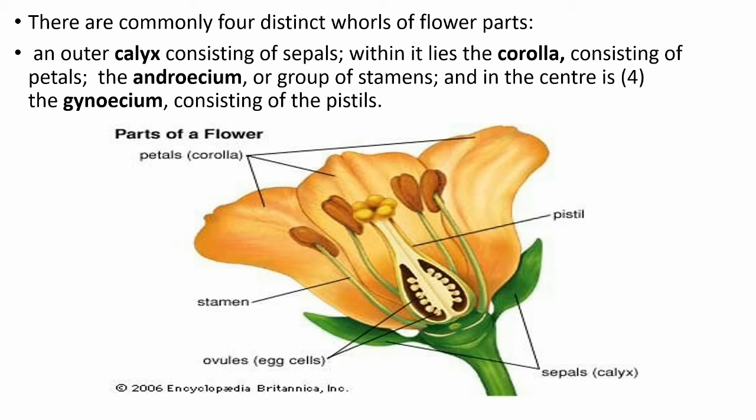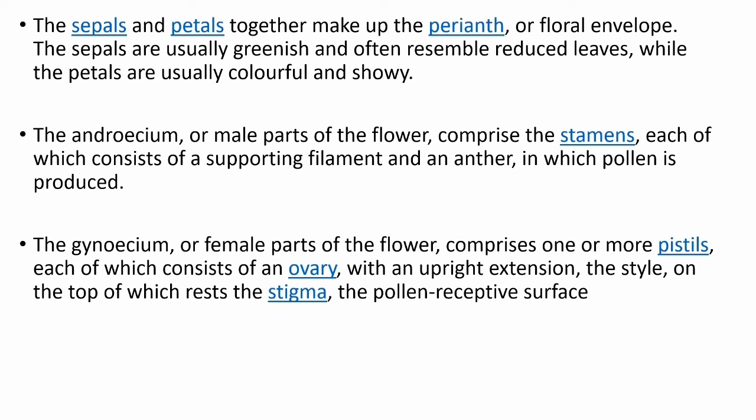There we refer to that as an androecium, or group of stamens. And in the center, we have the gynoecium, which consists of the pistil, which is the female reproductive structure. The sepals and the petals together form what we call the perianth, or the floral envelope. The sepals are usually greenish and often resemble reduced leaves, while the petals are usually colorful and showy. So the part of the flower that is majorly colorful is the petal, and the sepal is that green structure.